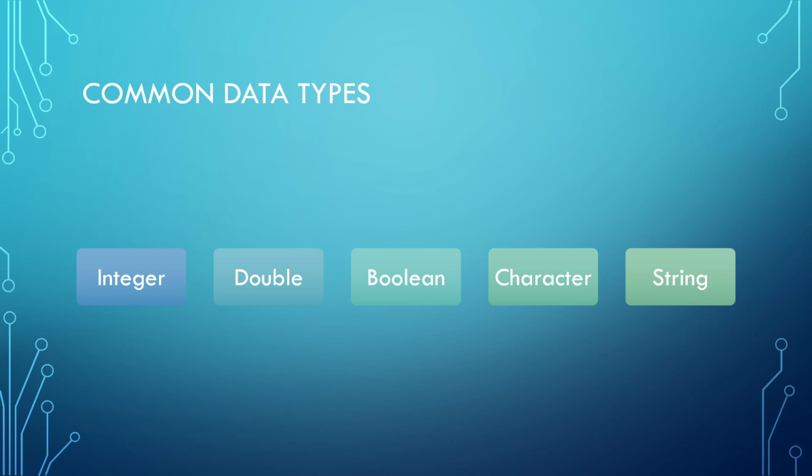You have Boolean values, which are true or false values. That's the only thing they can hold. Is it on or is it off? Is it true or false? You have a character, which is a single letter or single symbol. And you have a string, which is a collection of characters, like a sentence. So, hello world would be considered a string if you stored it all in one place.